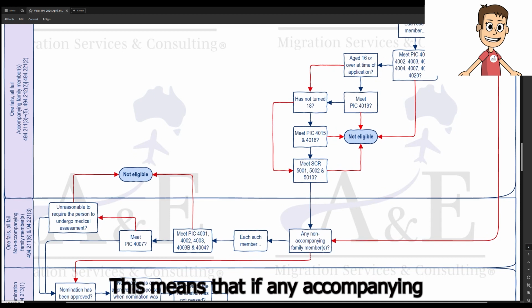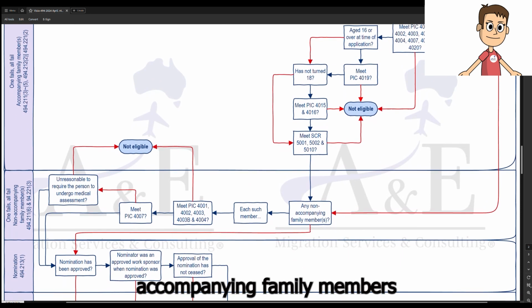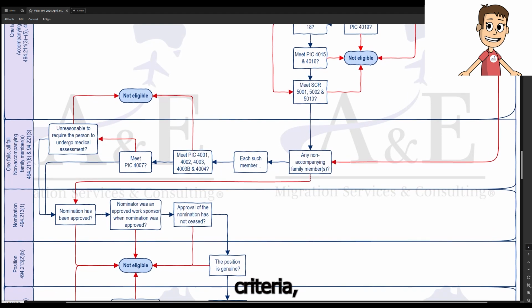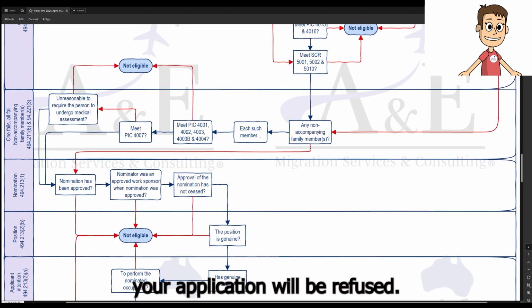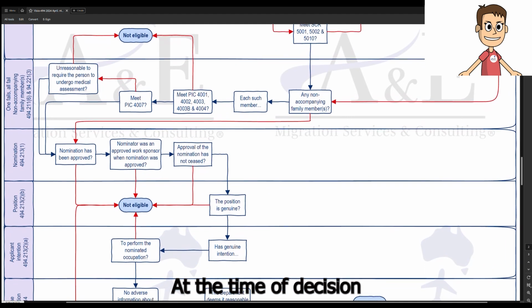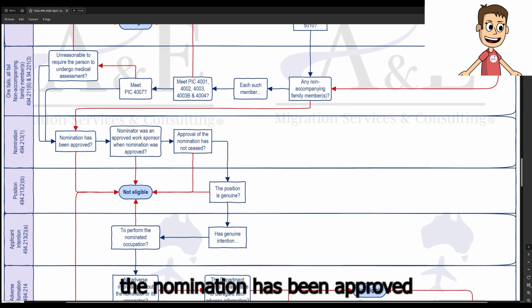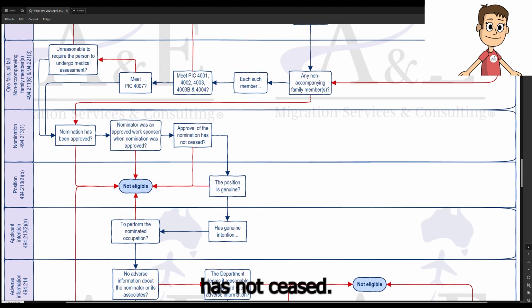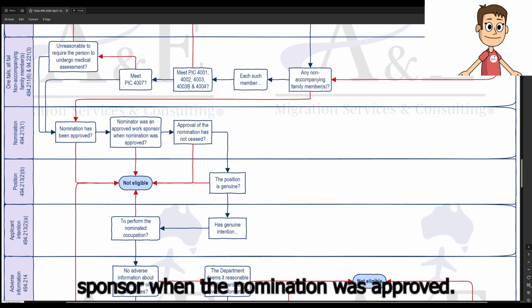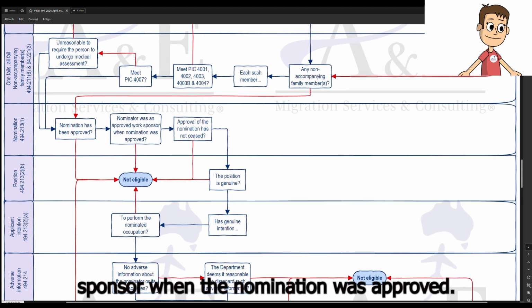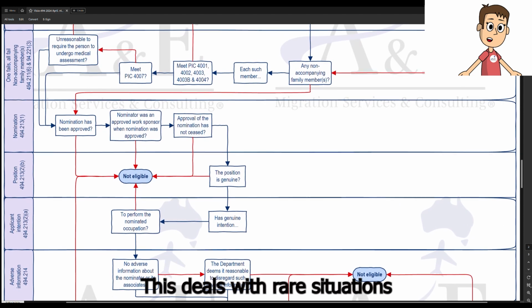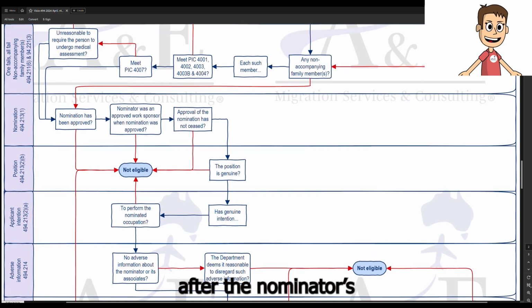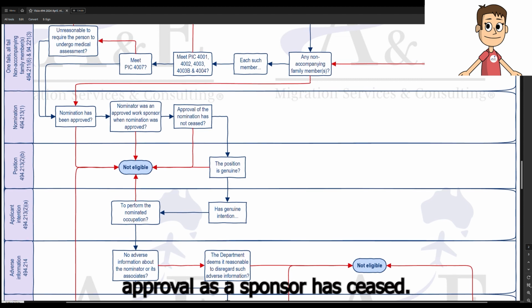This means that if any accompanying or non-accompanying family members do not meet these public interest criteria and special return criteria, your application will be refused. At the time of decision of your application, the nomination has been approved and the approval of the nomination has not ceased. The nominator was an approved work sponsor when the nomination was approved.